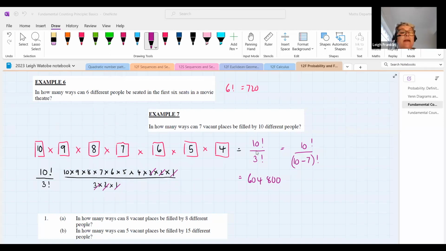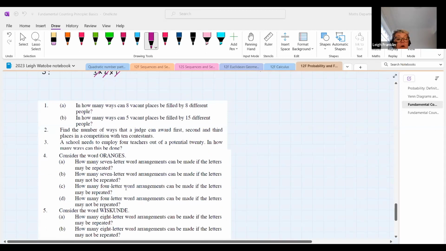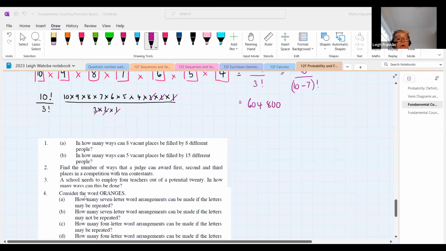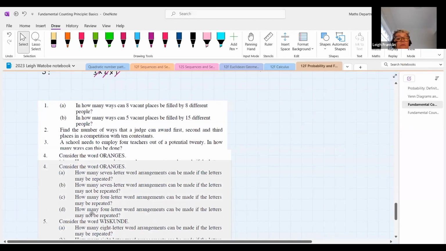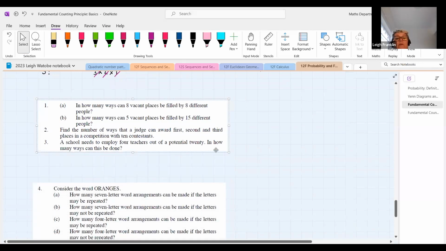Because 10 by 9 by 8 by 7 by 6 by 5 by 4 by 3 by 2 by 1, Amatle, is 10 factorial. But I don't want the times 3 times 2 times 1, so I have to get rid of that by dividing. All right, so now we've got some questions that we can answer.